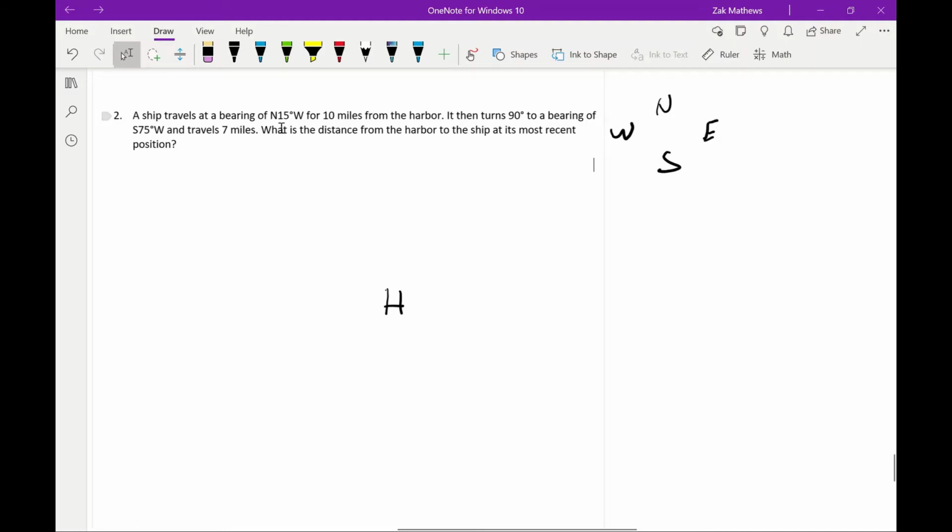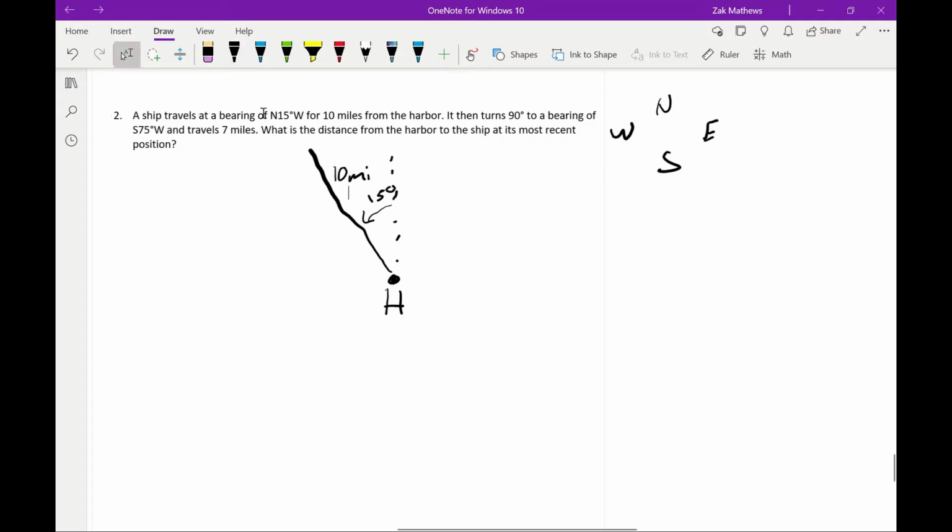The ship travels at a bearing of north 15 degrees west. So how we measure this first direction is telling me what I'm measuring off of. So from north, I'm going 15 degrees towards the west. From my harbor here, from my point, which I've called H, I'm going to bend off of this dotted line, which is representing a line north. I'm going to bend by 15 degrees towards the west. And remember, the west was towards the left. So this angle in here is 15. And I know that this length was 10 miles.